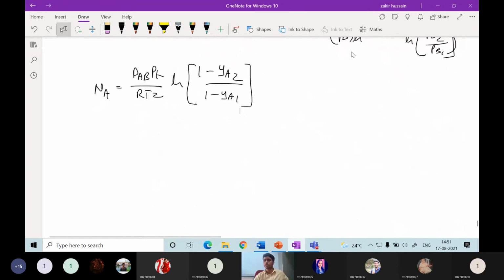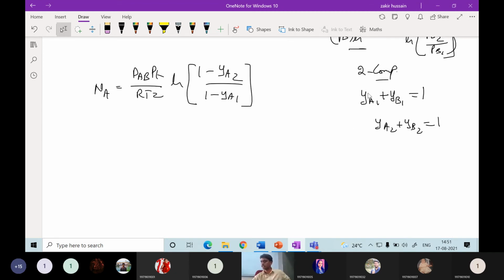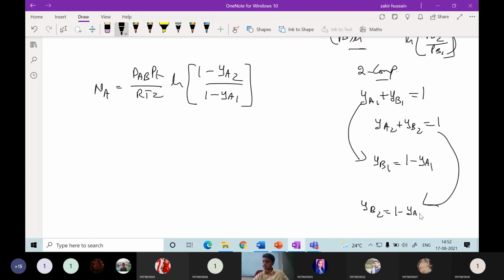This formula we have to write in terms of YB log mean. Now, in terms of mole fraction, how will YB log mean come? We know the sum of the mole fractions is always equal to 1. So YA1 plus YB1 is equal to 1 and YA2 plus YB2 is equal to 1. Why? Because only two components are there in our system, a two component system. Then we can write YB1 is equal to 1 minus YA1, and YB2 is equal to 1 minus YA2.